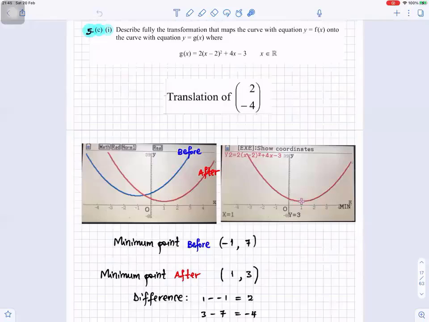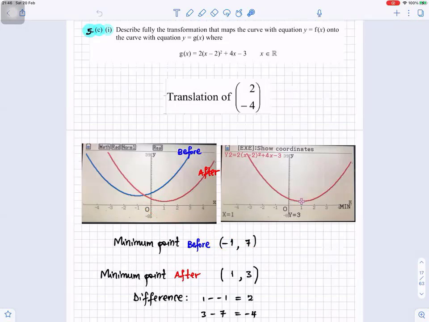Question 5c. Describe fully the transformation that maps the curve with equation y equals f of x onto the curve with equation y equals g of x. So before is the blue one when you put it in your graphics calculator, and after is the red one. So what can you see visually that has happened? The minimum point before was minus 1, 7. That was the minimum point there.